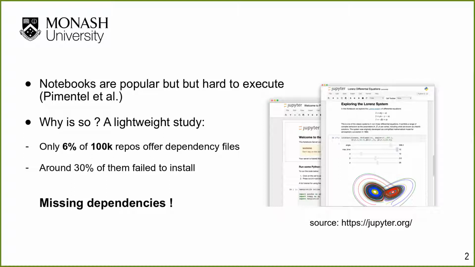To understand how serious this problem is and why it's so, we conducted a lightweight study. We cloned 100,000 Python Jupyter Notebook projects from GitHub because Python is the primary programming language among Jupyter Notebook users. We then found only 6% of them clearly provided Python environment dependency files, such as requirement files. So that is to say, the majority of open source Jupyter Notebook projects do not provide dependency files. We then installed all of these dependency files and found 70% of them can be installed successfully.